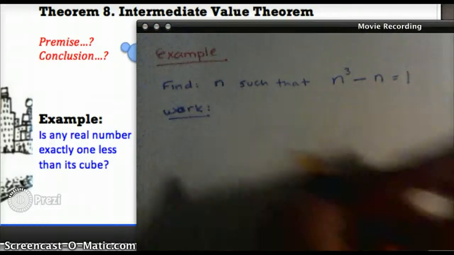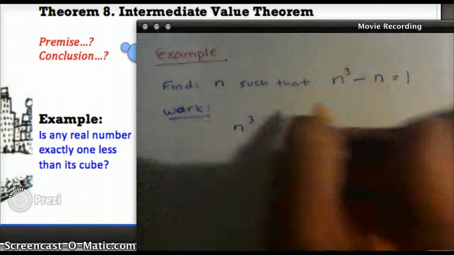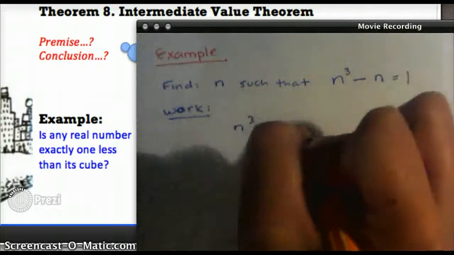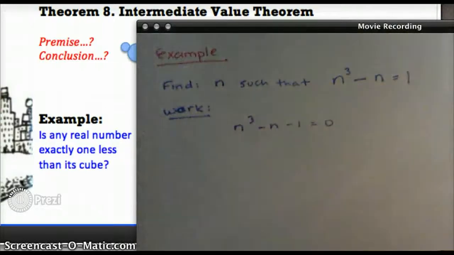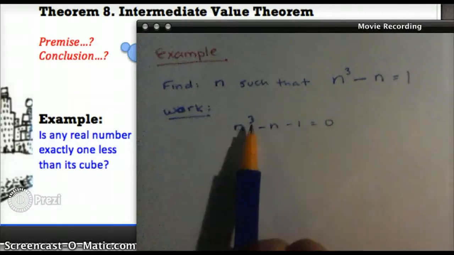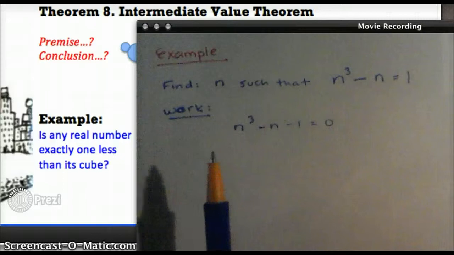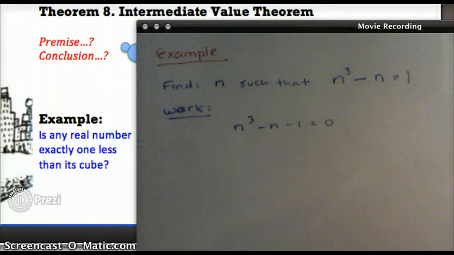Here's what the work would look like. So obviously get everything to one side, and it's going to look like that. Now, this is not an equation that we can easily solve because it's not a quadratic. There's no way to really factor this. And this is where in an Algebra 2 class you would kind of get stuck.